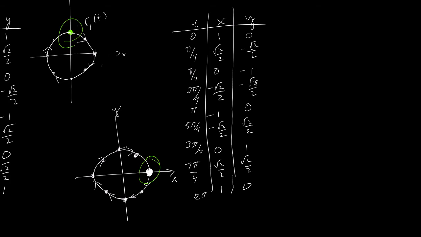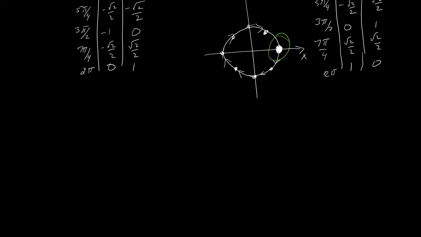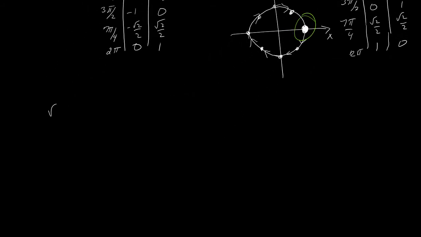Now, I could give you another one that would travel around faster. So for example, let's do another curve. How about R3 of t equal to sine of t in the i direction? Let's make that 2t. I want it to go faster. Sine of 2t in the i direction plus cosine of 2t in the j direction.